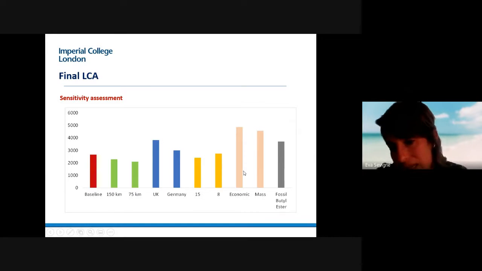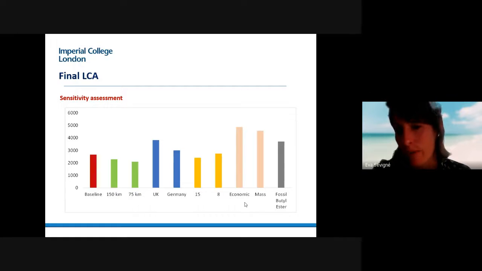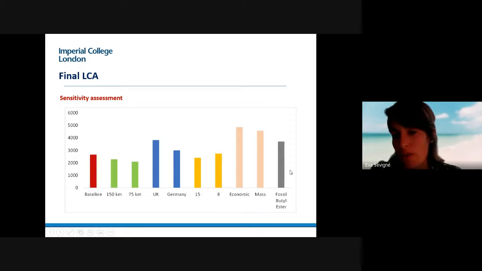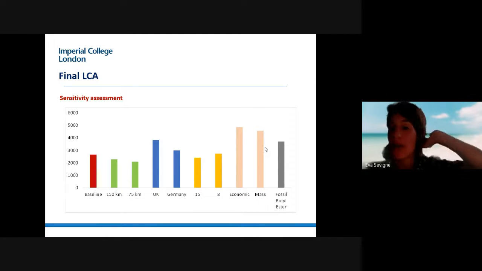And what we can see here in this figure is that the most important parameter is the economic or the mass allocation used for how to deal with the co-products. With the baseline scenario, we use a system expansion approach, so we obtain smaller climate change impact in comparison with the fossil butyl esters. But when we change to an economic or a mass allocation, we increase the environmental impacts. And we were expecting to have these results.